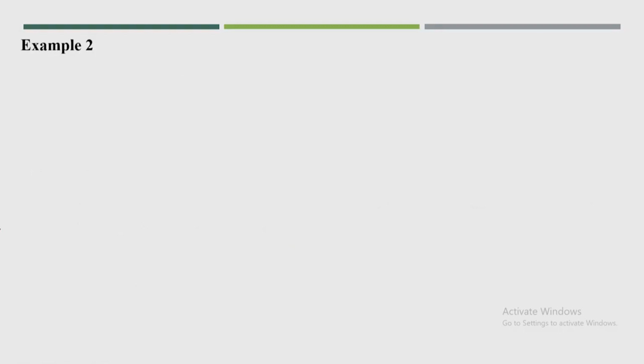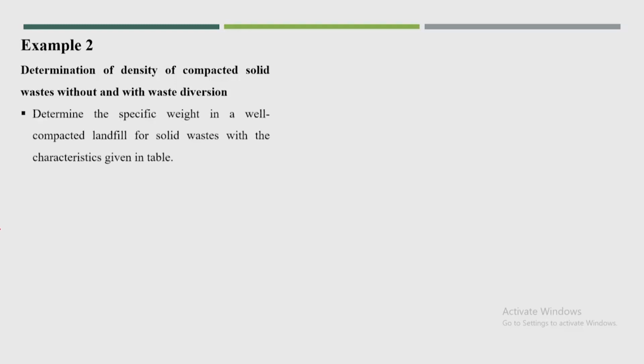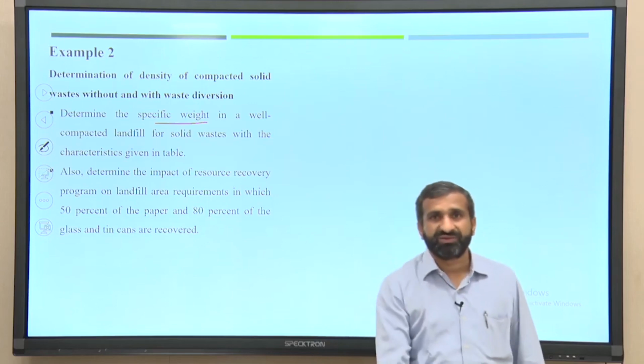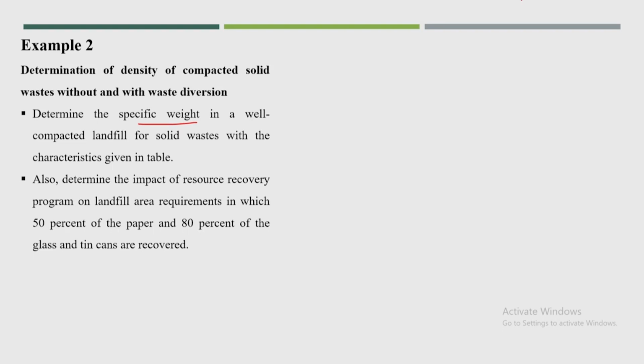Now, the next example is a determination of density of compacted solid waste without and with waste diversion. The question is to determine the specific weight in a well compacted landfill for solid waste with the characteristics given in the table. Like in the previous question we calculated the area, here we have to calculate the specific weight and also determine the impact of the resource recovery program.